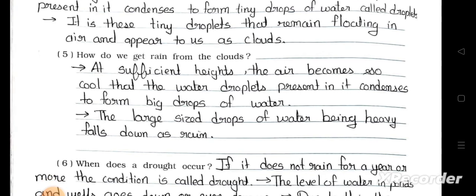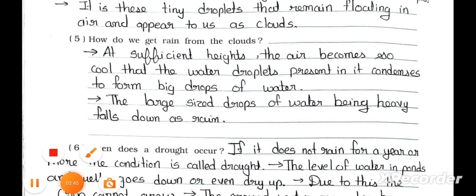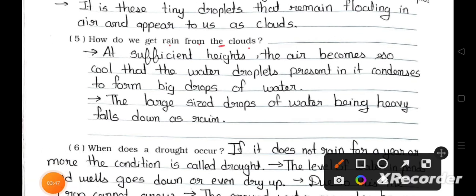See the question number 5. How do we get rain from the clouds? Answer is at sufficient heights the air becomes so cool that the water droplets present in it condenses to form big drops of water. The large sized drops of water, being heavy, falls down as rain.